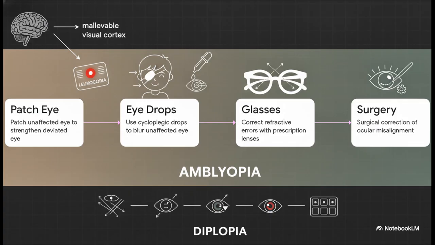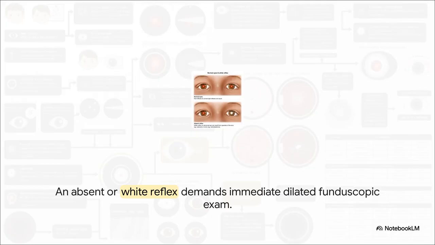But before you do any of this, there's one crucial diagnostic step you cannot skip. You absolutely have to look for the distinction of an absent or white reflex. This is known as leukocoria. While normal eyes have equal red reflections, a white reflex immediately, and I mean immediately, signals that a dilated fundoscopic exam is required. Never ever just write this off as a benign misalignment.